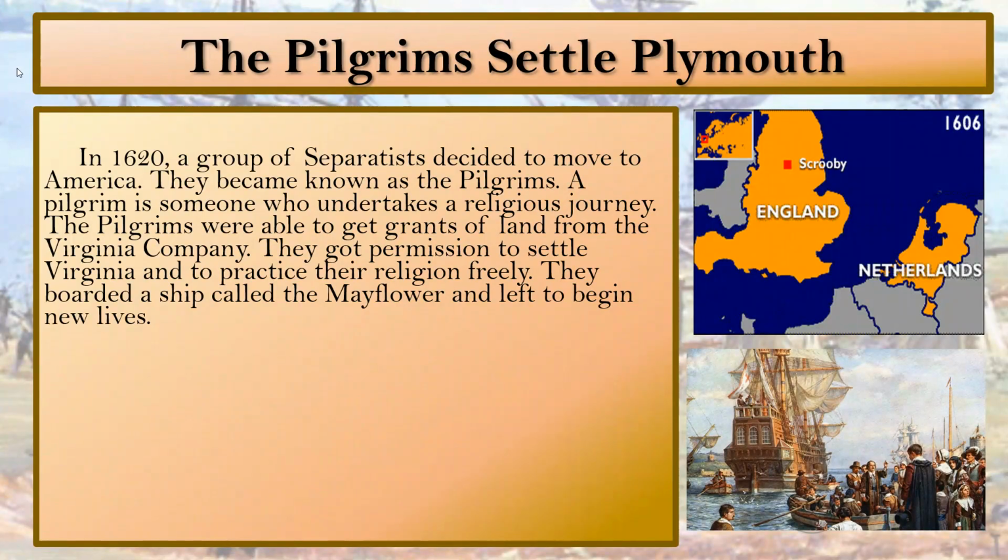And let's move along because we are in the Pilgrims settle Plymouth. So I'm on page 65. In 1620, a group of separatists decided to move to America. They became known as the Pilgrims. A pilgrim is someone who undertakes a religious journey. The Pilgrims were able to get grants of land from the Virginia Company. Aha, we've talked about them before. They got permission to settle Virginia and to practice their religion freely. They boarded a ship called the Mayflower and left to begin new lives.